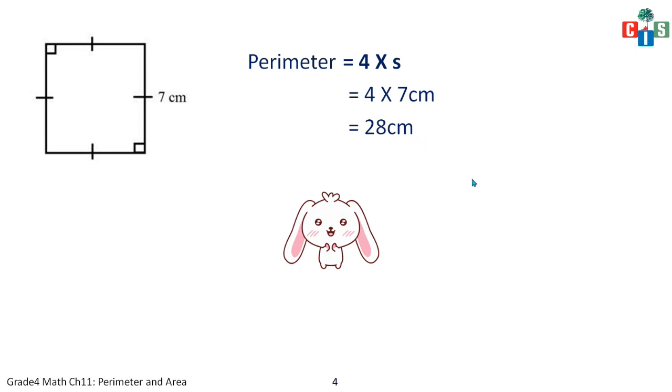So what we have learned today is the formula for the perimeter of a rectangle, which is equal to 2 times length plus breadth, and the formula for the perimeter of a square, which is equal to 4 times side.